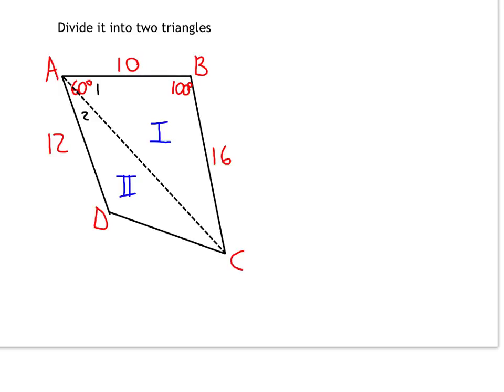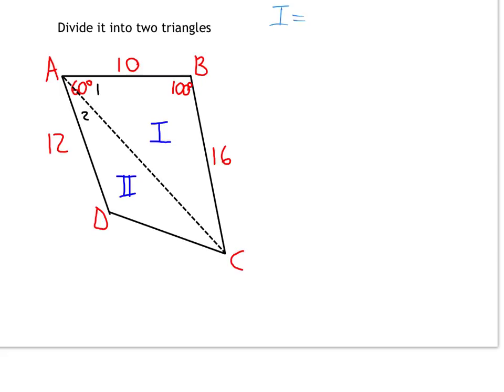Now, my goal here is to find the area of this whole shape. And since I divided it into 2 triangles, I labeled one of them triangle 1 and one triangle 2. That's just to help keep them straight. I can actually find one of those right now, without having to use any trig or find any other pieces of this. I can find the area. Which part can I find? 1. Because what do I know on number 1? Side angle side.